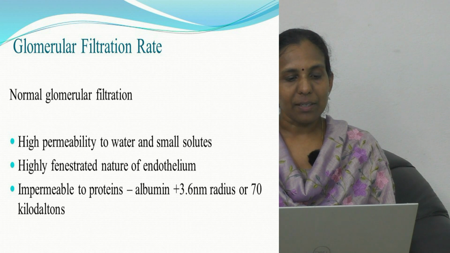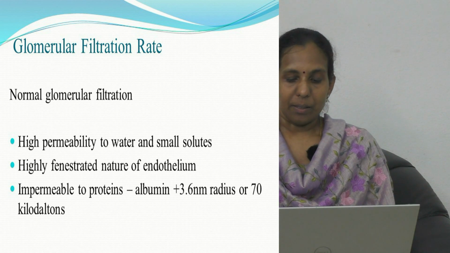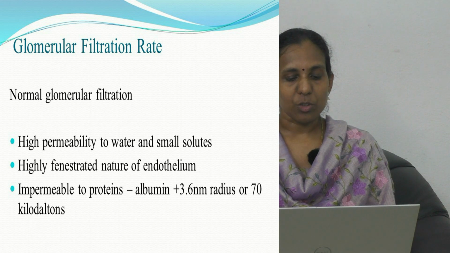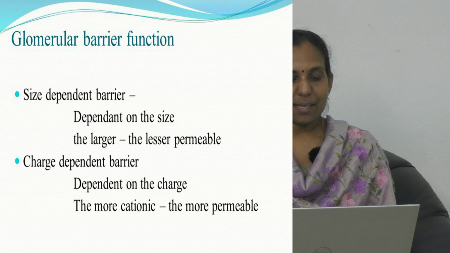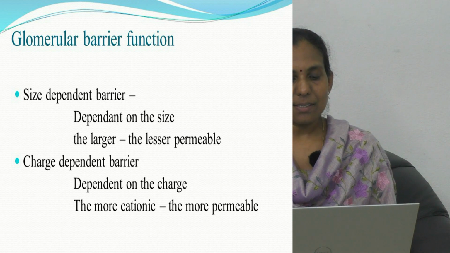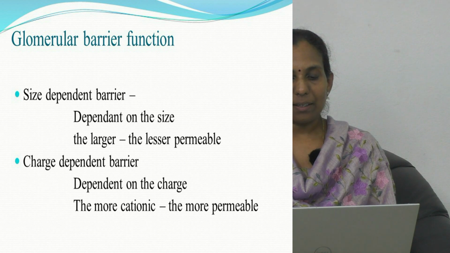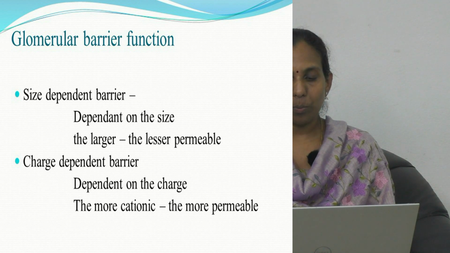The glomerular filtration rate. The glomerulus is highly permeable to water and small solutes. It is because of the fenestrated nature of the endothelium. It is impermeable to proteins. It is size dependent and charge dependent. The larger the size, the less permeable. The more cationic, the more permeable.